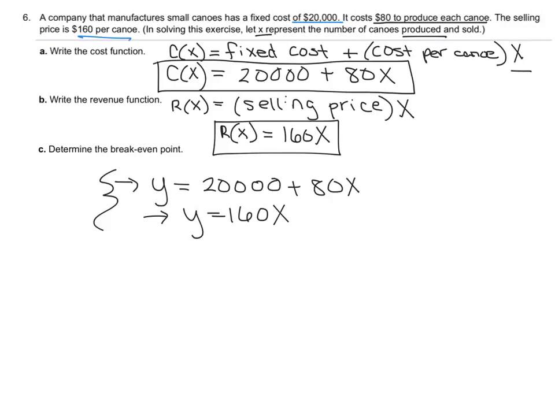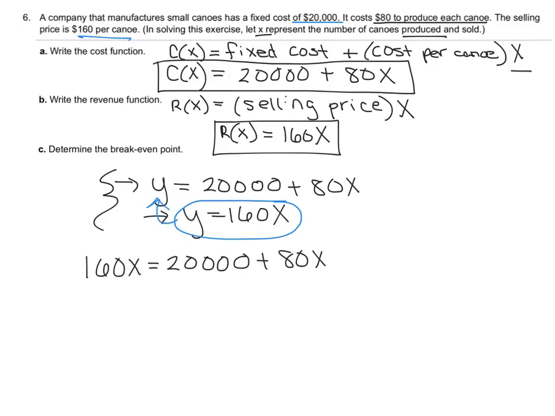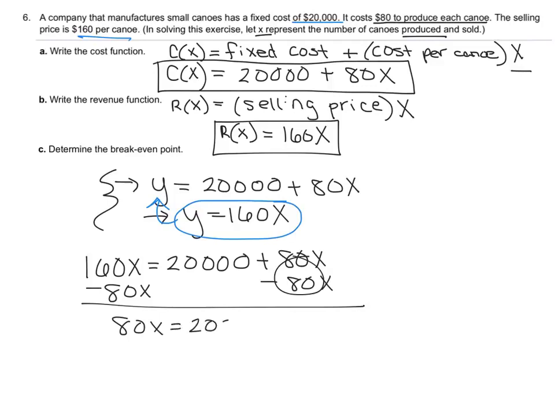And I'm going to use the substitution method to solve this system. So I'll take y equals 160 times x and plug it in for y in the first equation. Now we need to solve for x. So I'll subtract 80x on both sides. And I'm left with 80x equals 20,000. Next, we'll divide both sides by 80, and we get x equals 250.